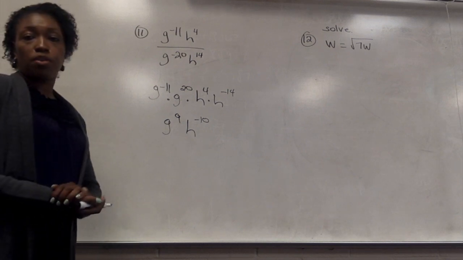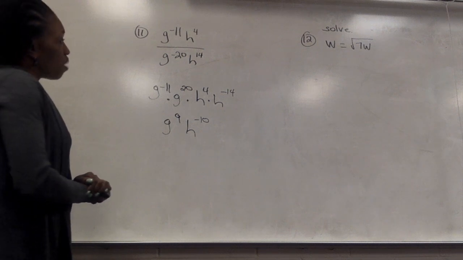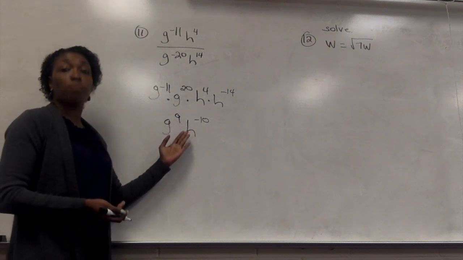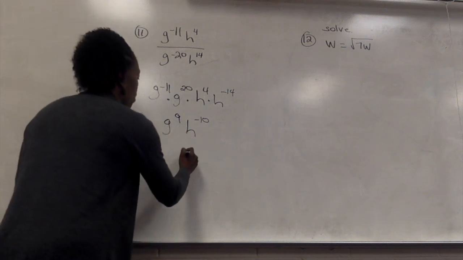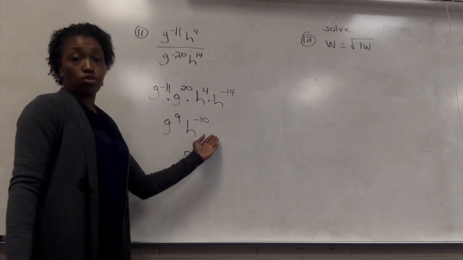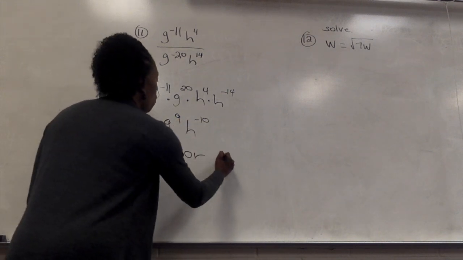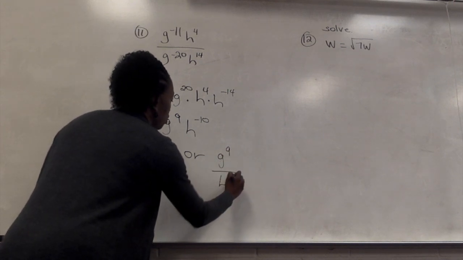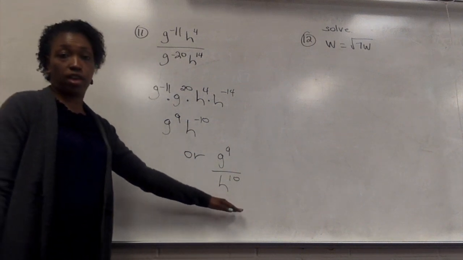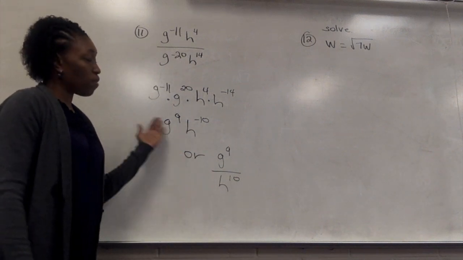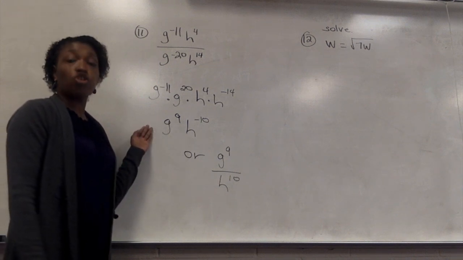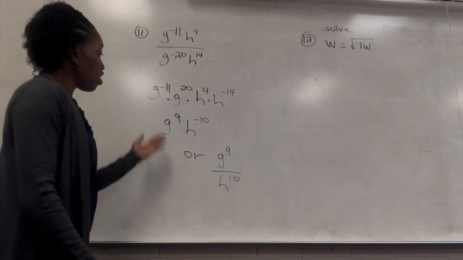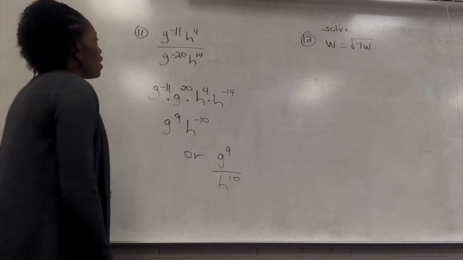Now, it all depends on what the directions say. Sometimes your directions may tell you to make sure your exponents are always positive. So in this case, if I had to write them so that my exponents are always positive, I would move my h to the 10th to the denominator so that it becomes a positive exponent. So either one of these would be fine, but double check in your directions how they want you to write your final answer. Now, if it does not say, then you have the choice of how you want to write it.